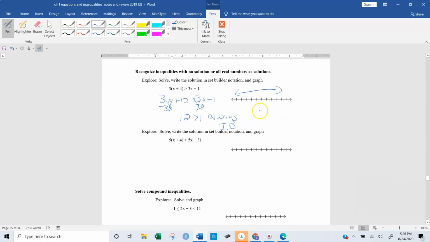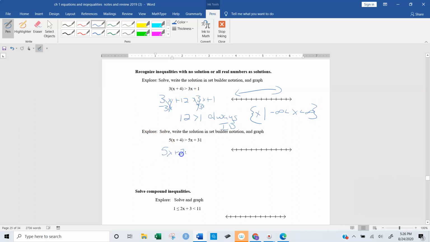In set builder notation, it looks like this. x such that -infinity is less than x, which is less than infinity. It's everything. Okay, how did you do on the next one?